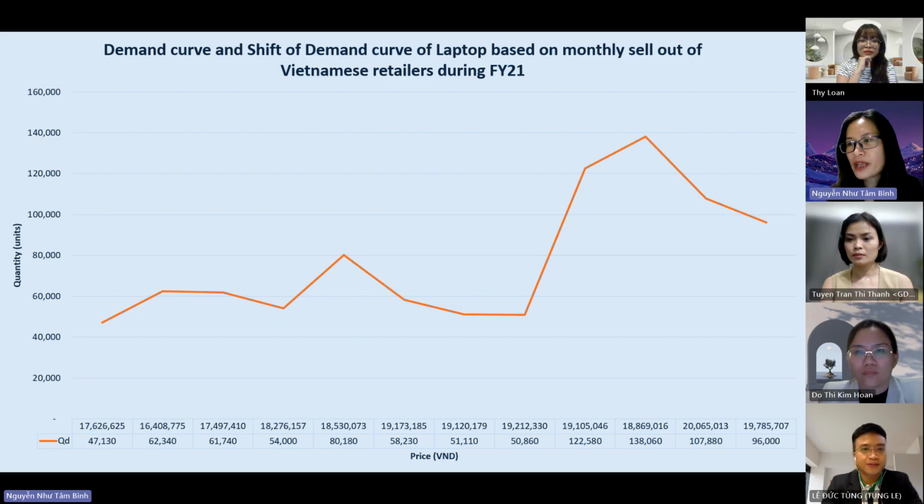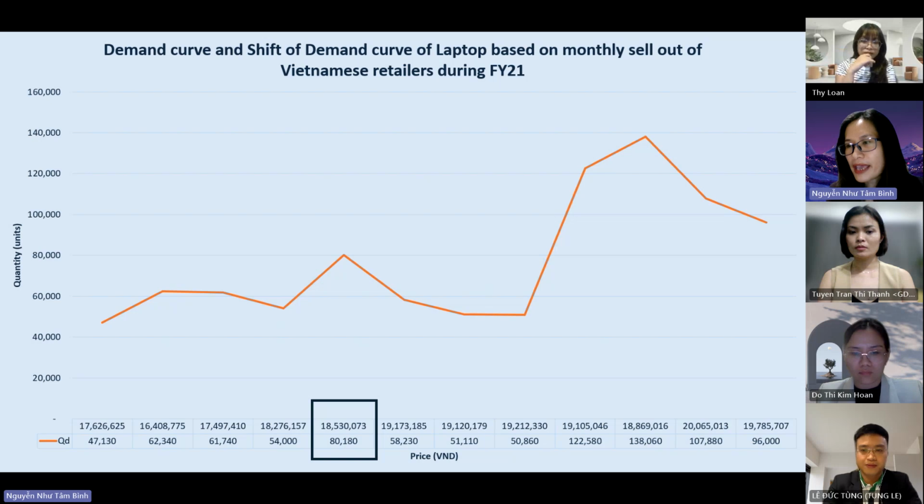pushing demand. And when the price increased up to 18.2 million dong in April, the demand quickly dropped from 61.7 thousand to 54,000 units. And things changed from May when the Vietnamese government started to control domestic travel.